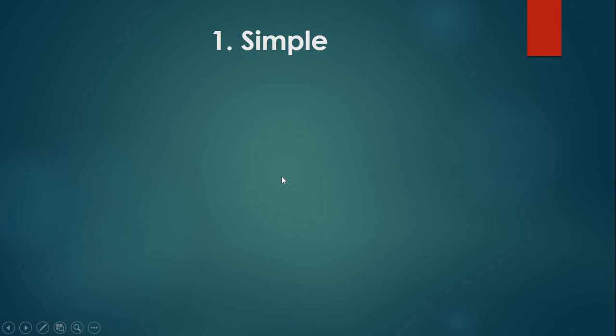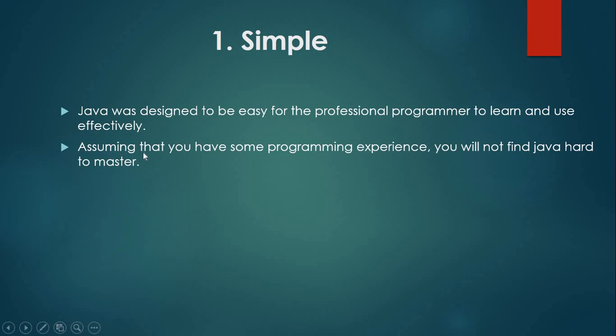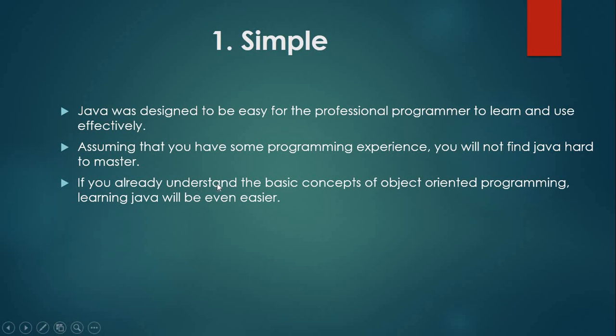First is simple. Why is Java simple? Java was designed to be easy for the professional programmer to learn and use effectively. Assuming that you have some programming experience, you will not find Java hard to master. For example, if you have studied the C or C++ programming language, it will be easy for you. If you already understand the basic concepts of object-oriented programming, learning Java will be even easier. C++ is an object-oriented programming language, so all the object-oriented concepts will be in Java, and it will be easy to understand.